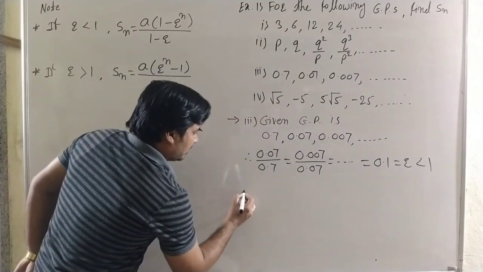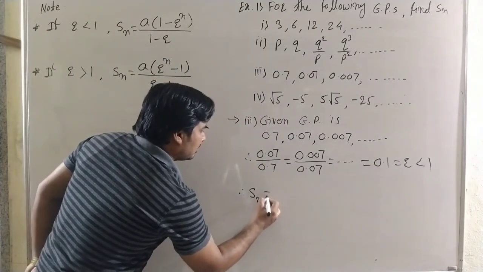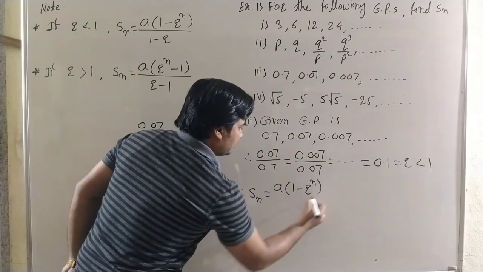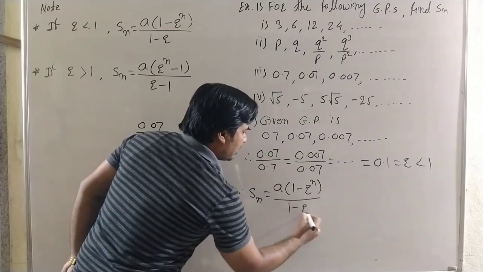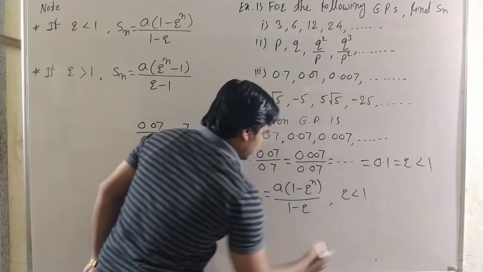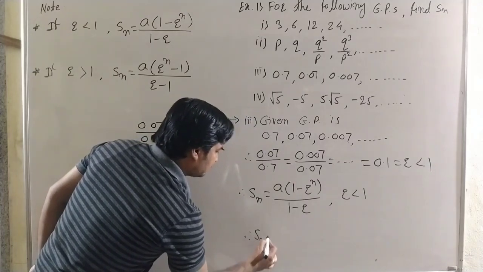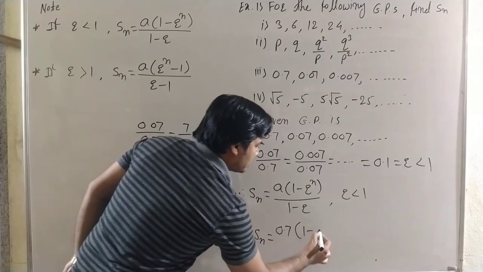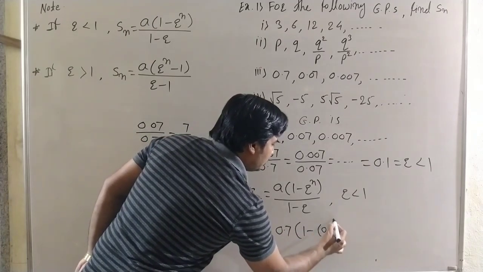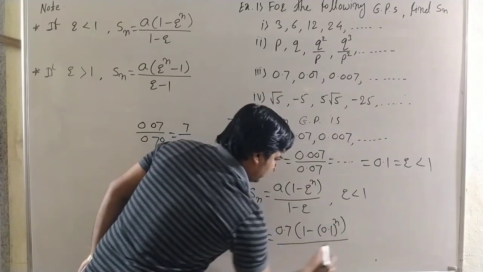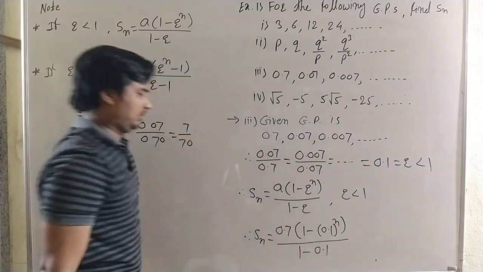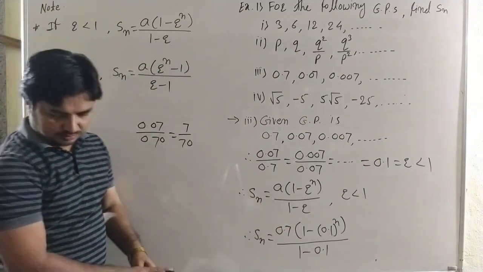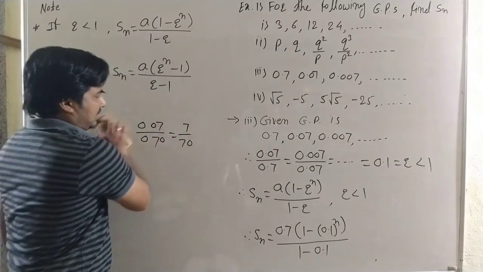Okay, now therefore Sn is equal to A into 1 minus R to the power n upon 1 minus R when R is less than 1, and therefore Sn is equal to A, which is 0.7, into 1 minus 0.1 to the power n upon 1 minus 0.1. Here it is the sum of the first n terms of this geometric progression. Now we take the last.